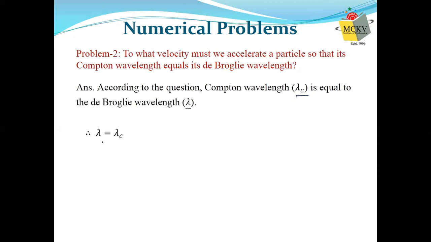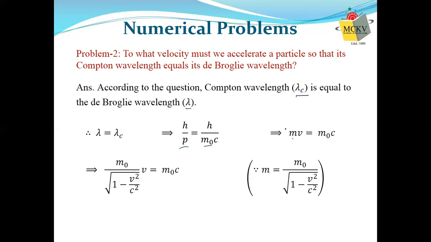Now we know that de Broglie wavelength lambda can be written as h by p, whereas Compton wavelength can be represented as h by m naught c, m naught being the rest mass of that particle. Since numerators are the same on both the left hand side and right hand side, p equals m c, and momentum is the product of mass and velocity, so p equals mv.